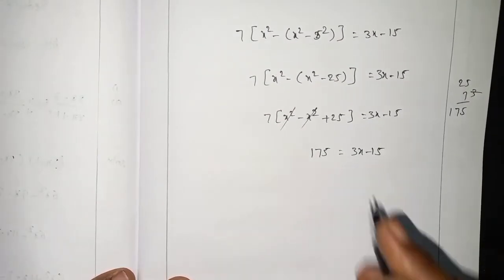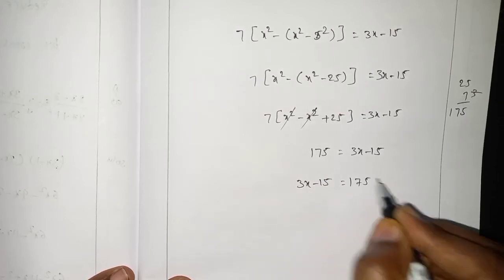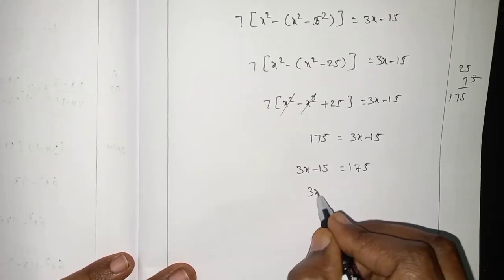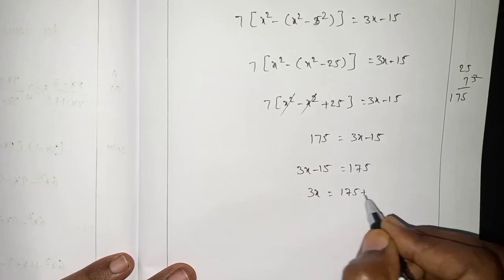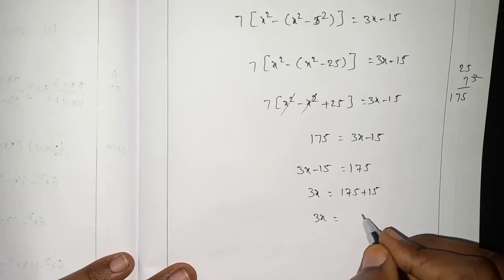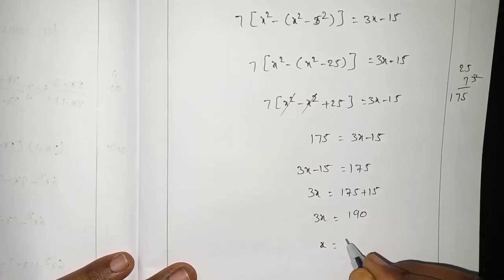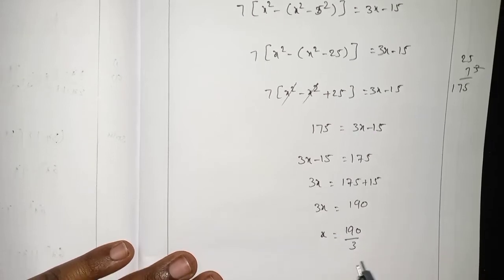I'm just reversing the content. 3x minus 15 equals 175. Now 3x equals 175 plus 15. So 3x equals how much will it be? 190. Therefore x equals 190 by 3.